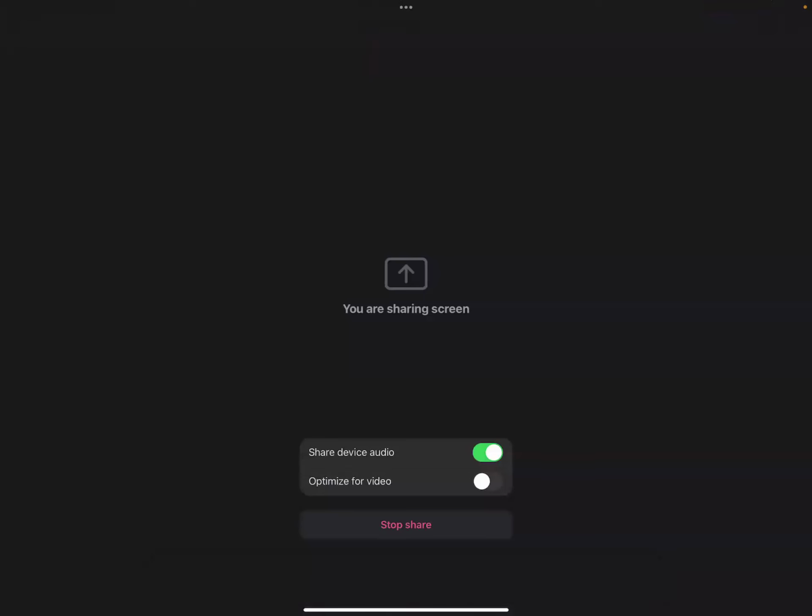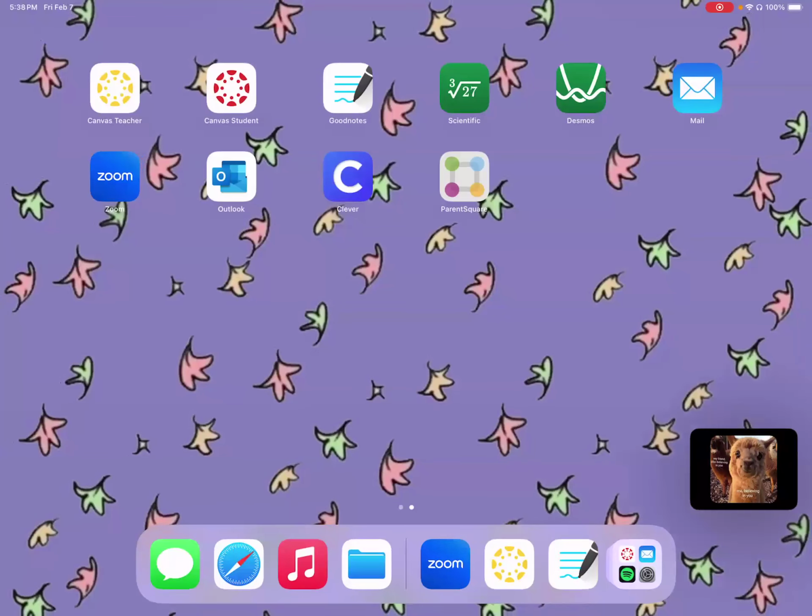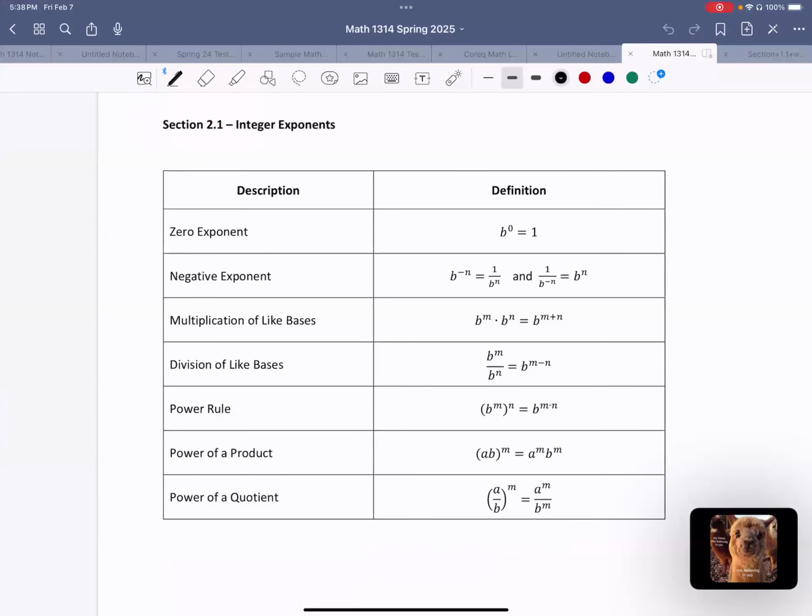I wanted to briefly go over some examples from section 2.1. In section 2.1, we were talking about integer exponents and how to simplify exponential expressions, and then also just using them to evaluate. If you look in the notes in Canvas, this table is there. That might be a nice thing to have when you're looking for your test notes. These are just our rules that we followed when we were trying to simplify our exponential expressions.